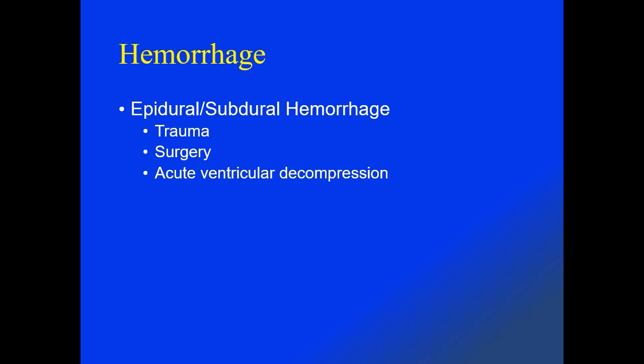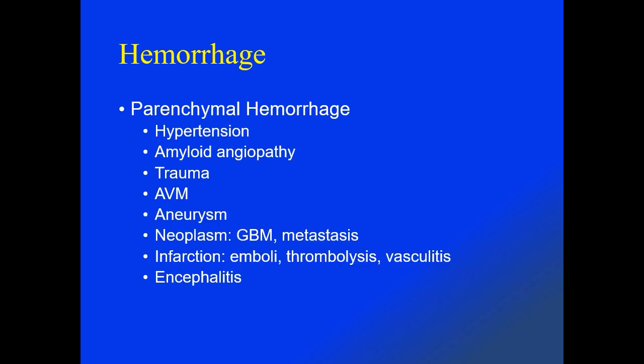Epidural and subdural hemorrhages are most commonly caused by trauma and rarely as post-surgical complications. Parenchymal hemorrhages have many potential etiologies. Most commonly it's due to hypertensive disease or amyloid angiopathy in the elderly, and commonly from closed brain injuries. AVMs and aneurysms can also be associated with parenchymal hemorrhages, along with high-grade primary neoplasms like GBM and metastases, infarctions including vasculitis and encephalitis.